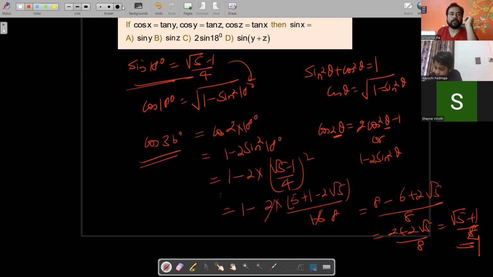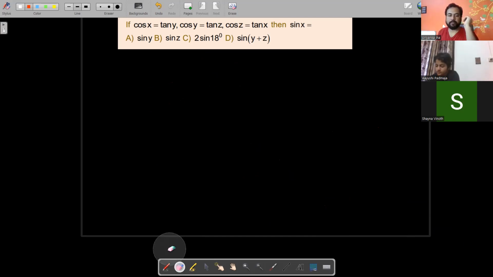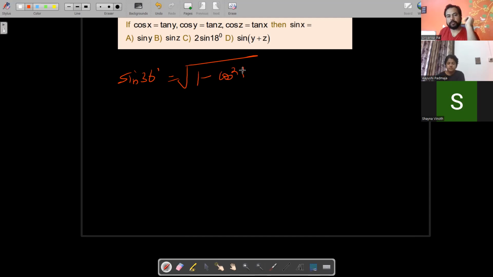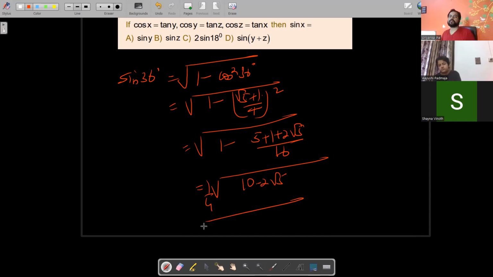Suppose you want to find sine 36. That is a very odd, awkward number. But if you want to find sine 36, you have to do sine theta is under root 1 minus cos square theta. Just put this value over here. Cos 36 is how much? Root 5 plus 1 by 4. Put here and calculate. 1 minus (a plus b) whole square. That is a square plus b square plus 2ab upon this. Take LCM, 16 minus 6, 10 minus root 5. This 16 will come out like this. This is the value of sine 36.